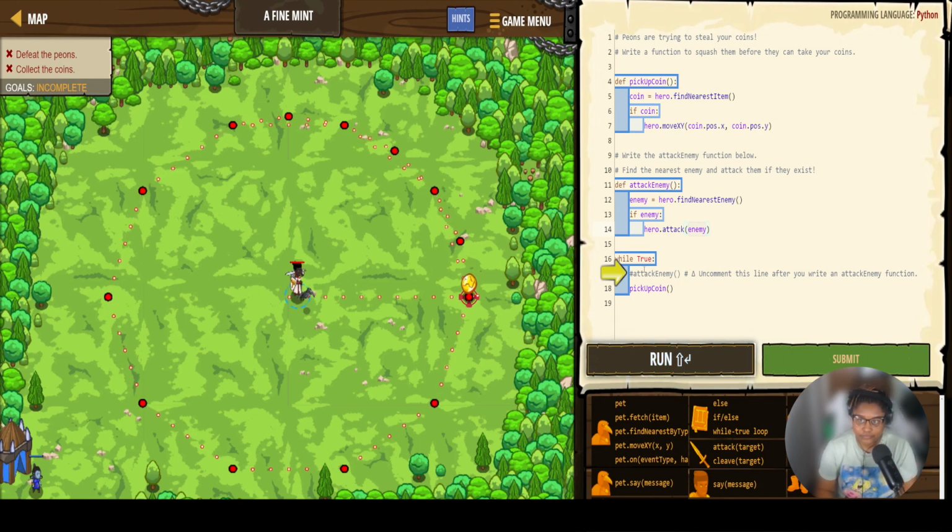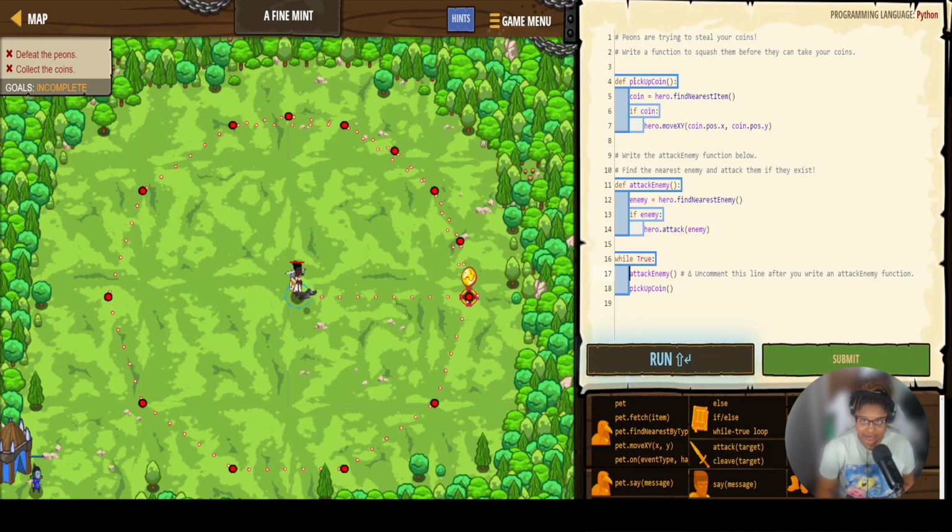So while true, it says to uncomment the line. So in order to uncomment, you're going to take away the pound sign or the hashtag, however old you are.